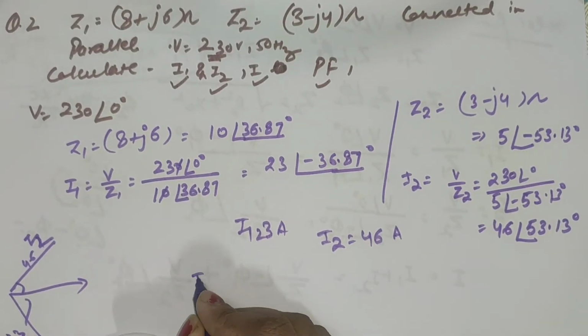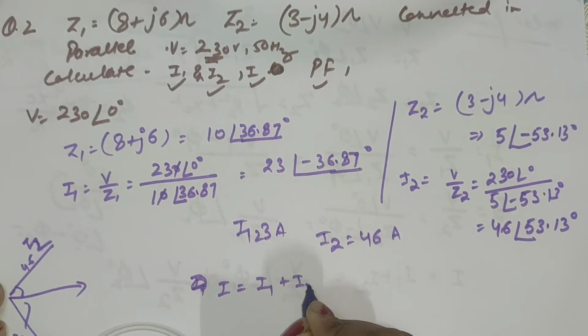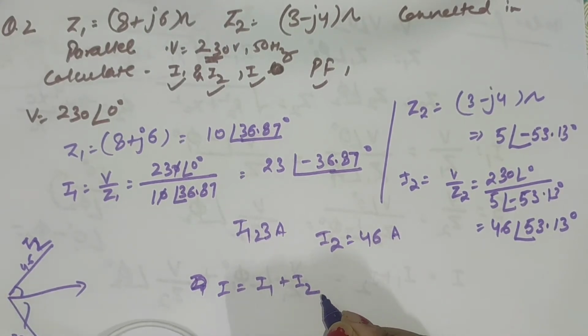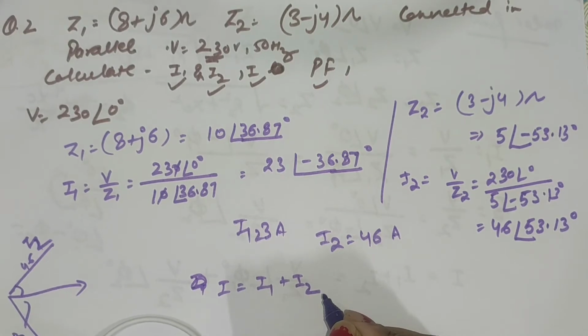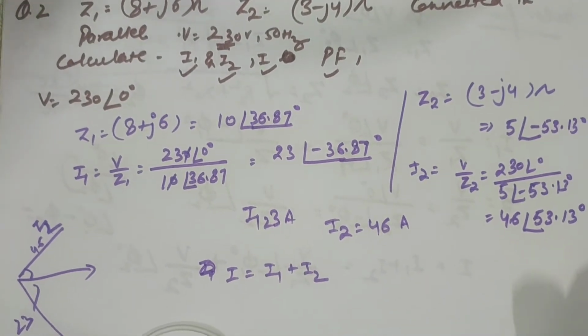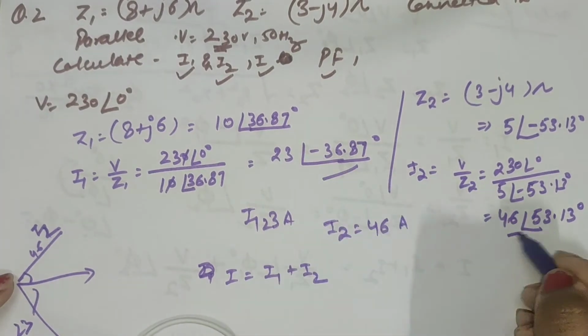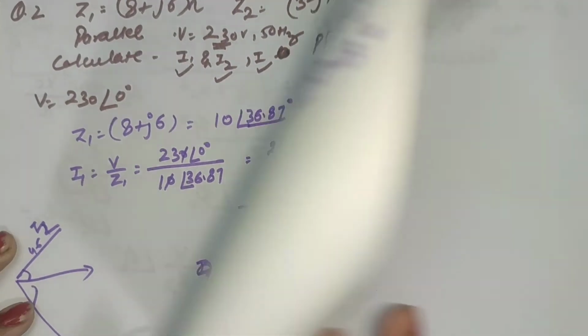Now what you have to find out is I1 plus I2. You are able to get I1 and I2 here. From here, total I equals I1 plus I2. But these are in complex form, so you have to change them.